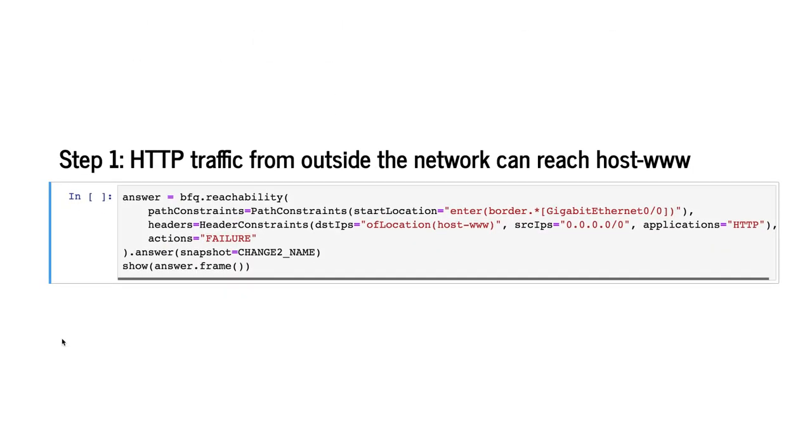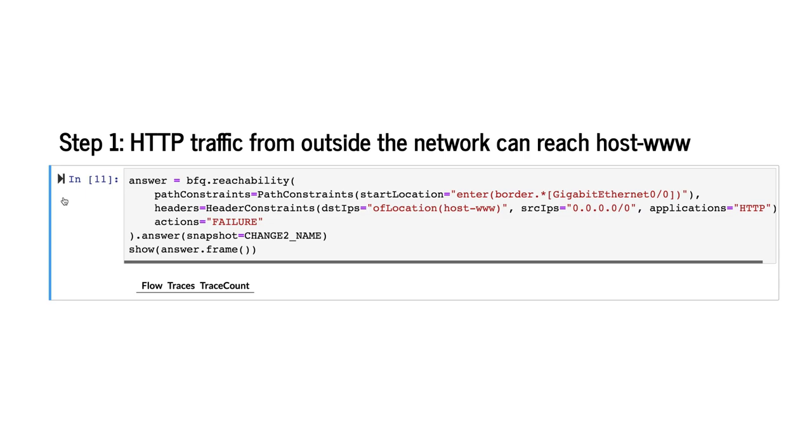To validate that the web service is always reachable from the external network, we'll search for flows that can't reach it by setting the actions parameter to failure. Good. Batfish comprehensively searched all external flows destined to the web service and verified that all will be delivered successfully.